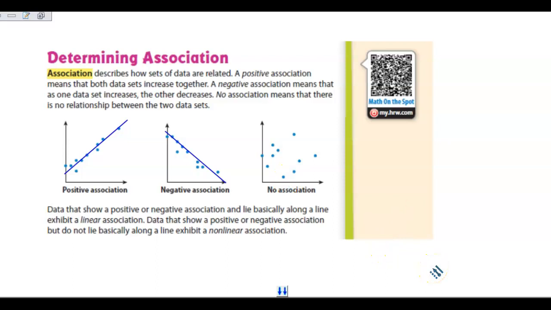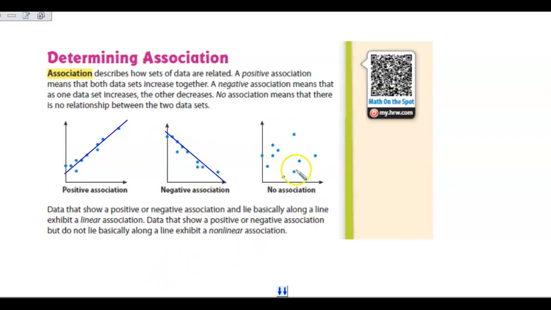Data that shows a positive or a negative association and lies basically along a line exhibits a linear association. So when I take a look at this one and see how tight these points are with that line, this is an example of a linear association. It's very straight. The points are really close to that line. And then same thing here. For the most part, these lie very close to the line. It's a negative linear association.